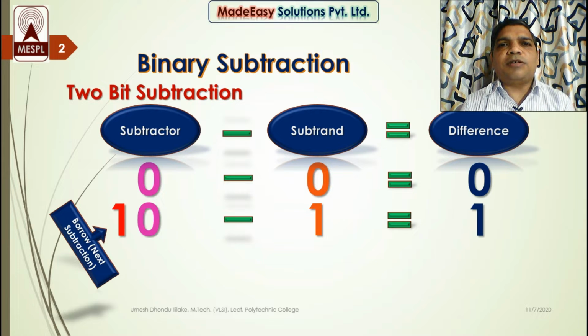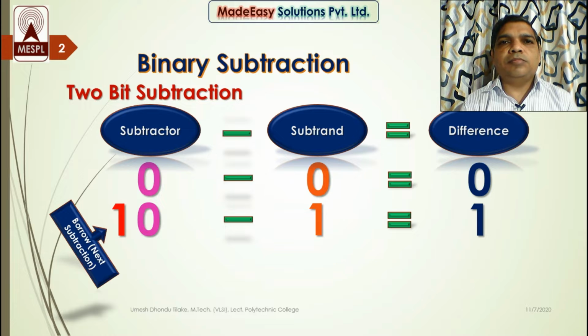You can also consider binary equivalents. Here, as my subtractor is 2, the binary equivalent of 2 is 1 0. So 1 0 minus 1 is always 1. So what can we say about this? That 0 minus 1 will always be 1 with the help of the borrow taken. Now let's check the next possibility.